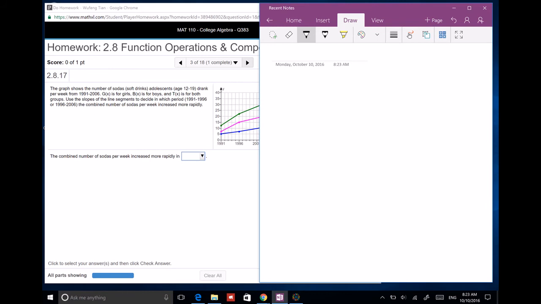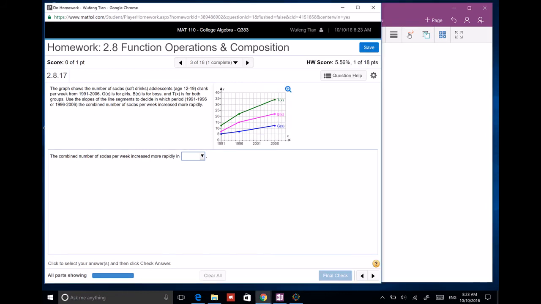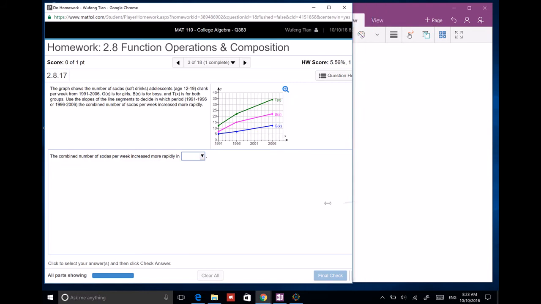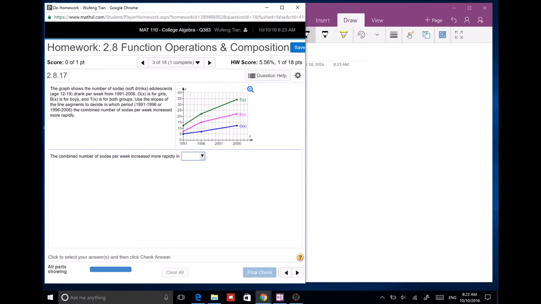The graph shows the number of soda drinks adolescents drank per week from 1991 to 2006. G is for girls, B is for boys, T is for both groups. Use the slope of the line segment to decide which period the combined number of sodas per week increased more rapidly.